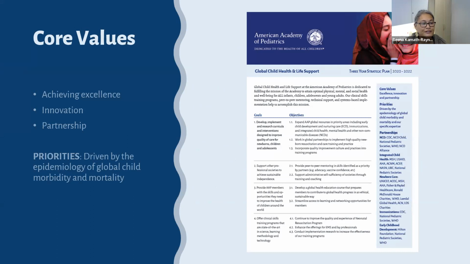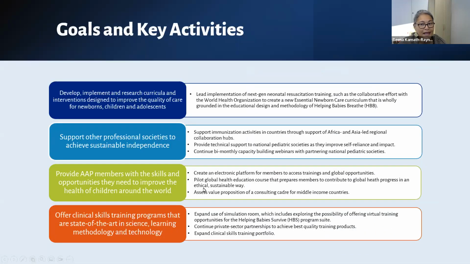And our priorities are driven by the epidemiology of global child morbidity and mortality. And so our key goals are to develop, implement, and research curricula and interventions that are designed to improve the quality of care for newborns, children, and adolescents. And we do this through supporting our sister pediatric societies to achieve sustainable independence.